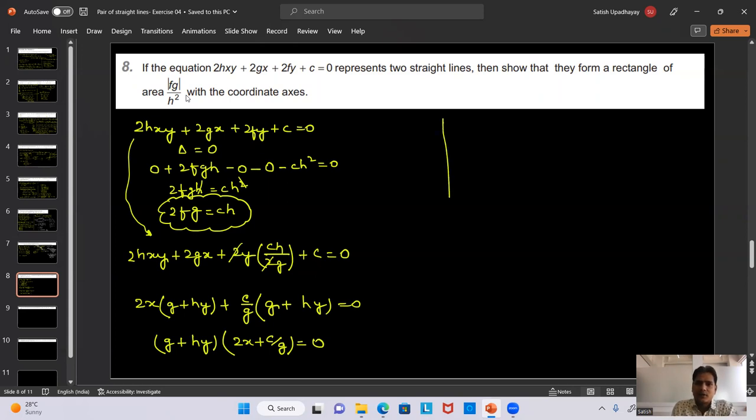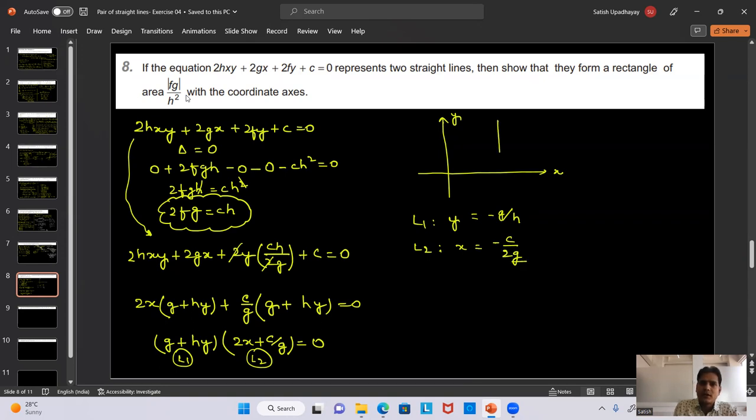Now let's draw the rough diagram for this. This is our x-axis, this is our y-axis. From here we get this as our L1 and this as our L2. L1 is y equal to minus g upon h. And L2 is x equal to minus c upon 2g. So basically this area, the area of the rectangle, we need to calculate.